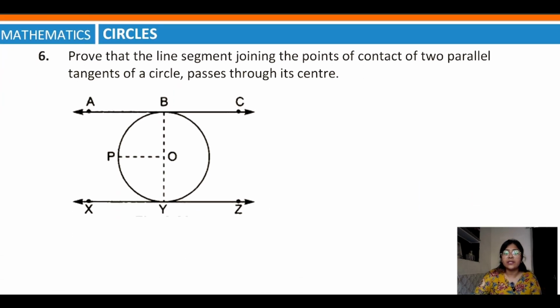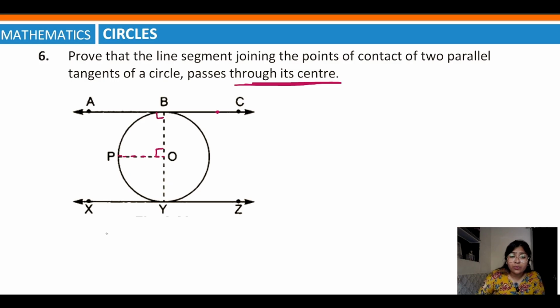This is the NCERT question. Try to do this. Prove that the line segment joining the points of contact of two parallel tangents passes through the center. It means this line AC is parallel to XY. This is given in the question. These two are the parallel tangents. This line BOY will act as a transversal for these two parallel lines, yes or no? We need to prove that this line will pass through the center. So we have done the construction. We have drawn PO, the line parallel to AC. So we know that this angle is equal to this angle.